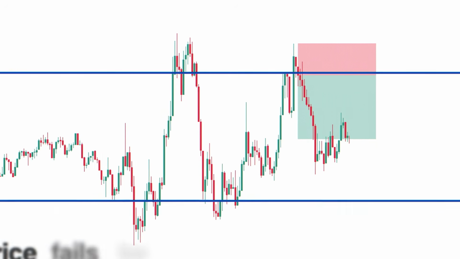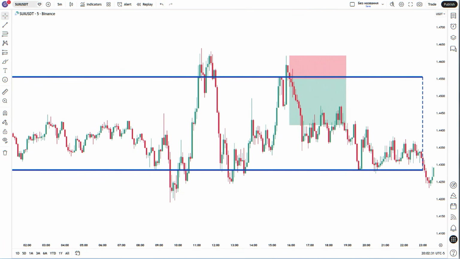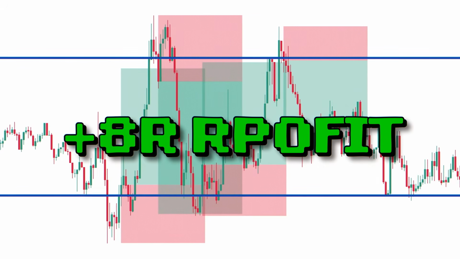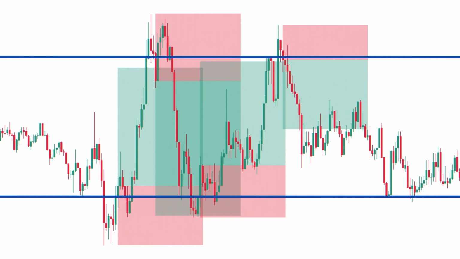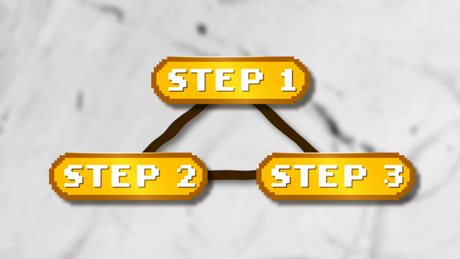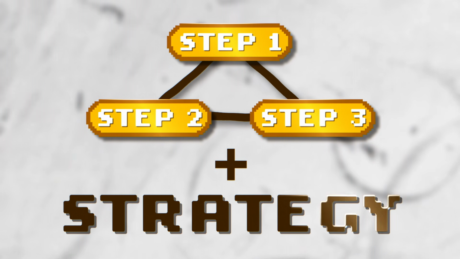After that, price fails to form any new valid breakout for the rest of the trading day. At this point, using this strategy, we executed 4 successful trades in a single day. And the most important part, all of this was done by following just 3 simple rules. On its own, this strategy is already powerful. But if you combine it with other strategies, it becomes even more effective.